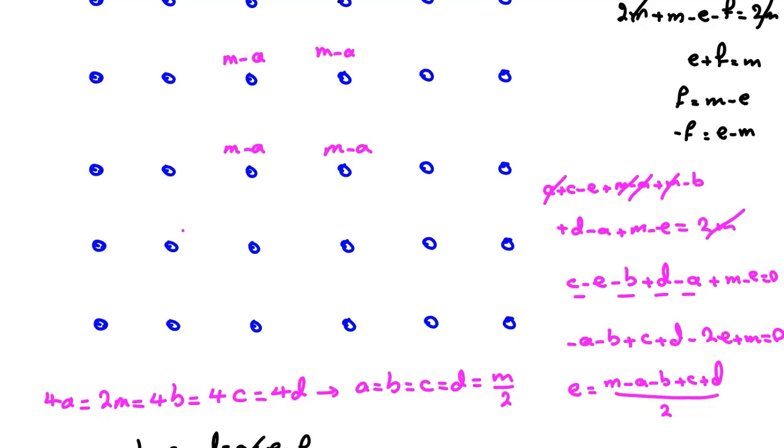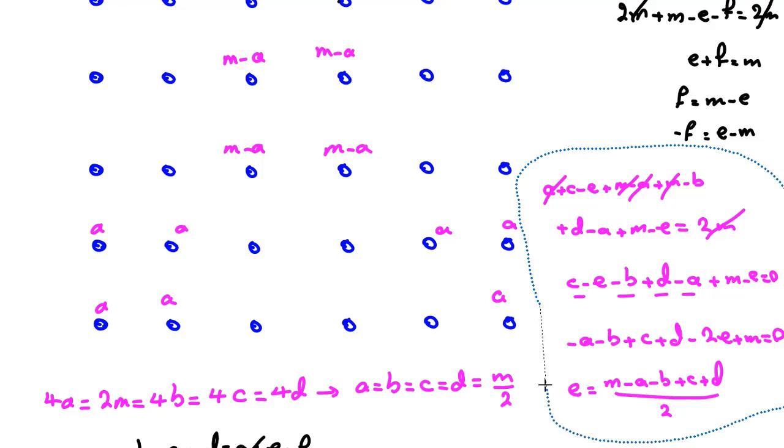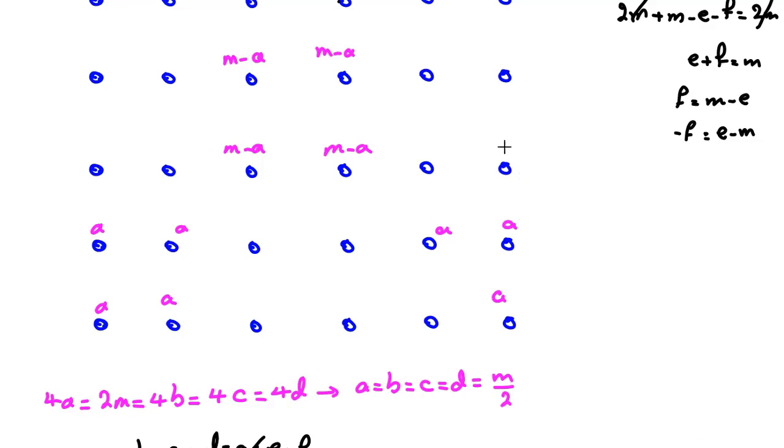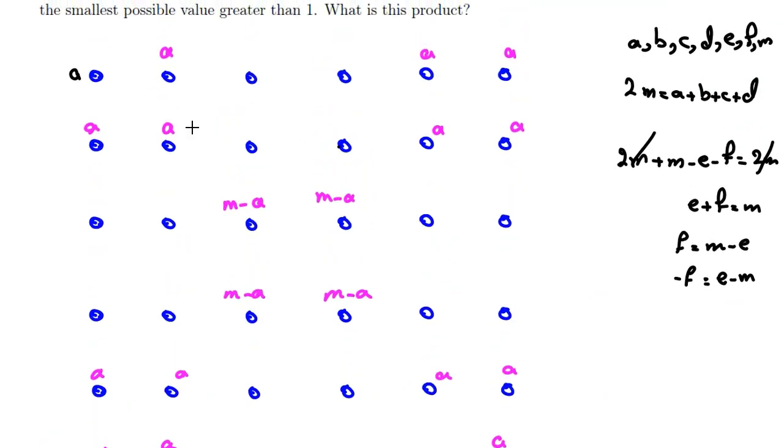And here we can say this one is A because of this one. This one is A. This one is A. This one is A. This one is A. This one is A. This one is A. Okay, now we can get rid of these things. Okay, so we found all these things at 4A.